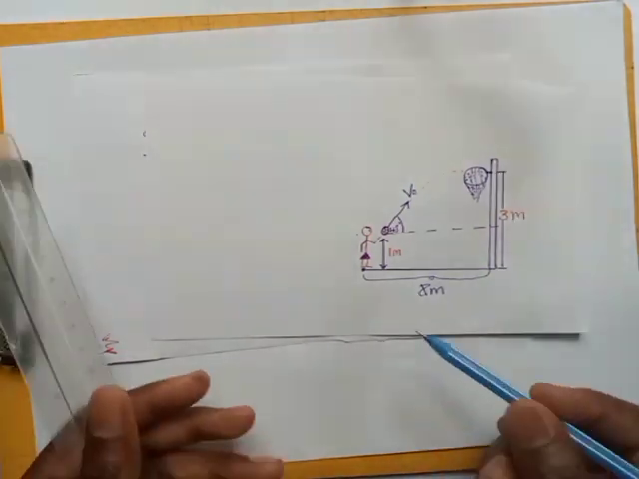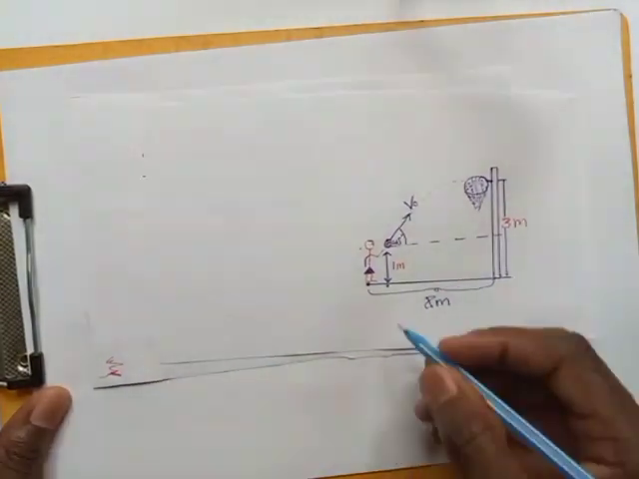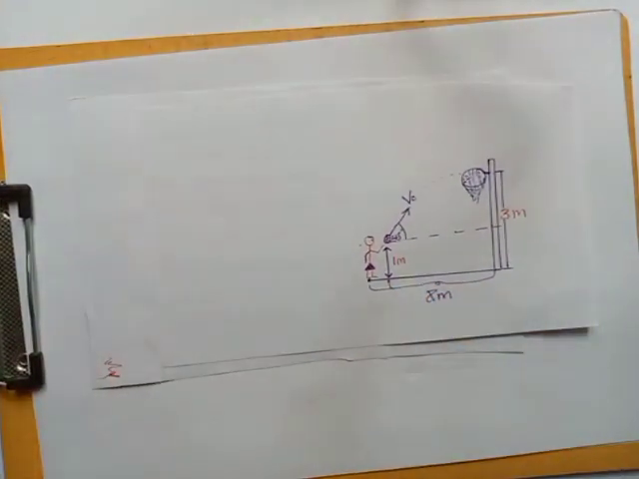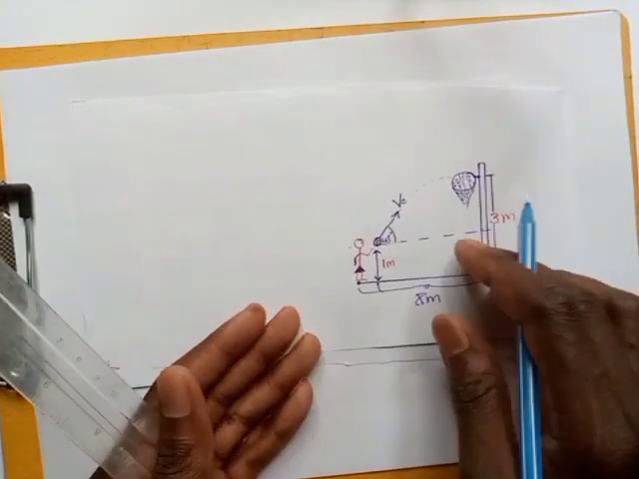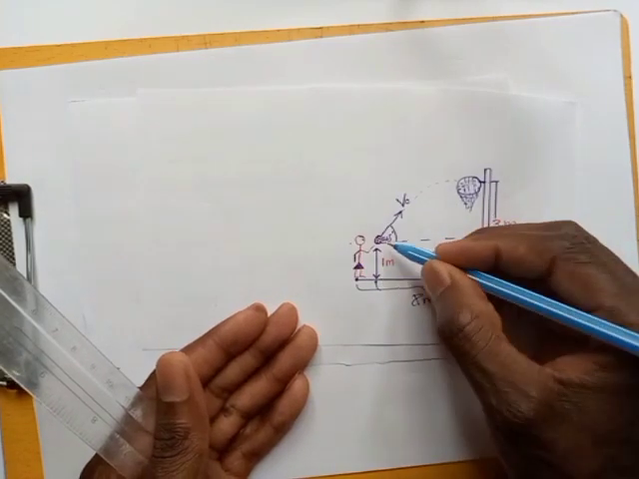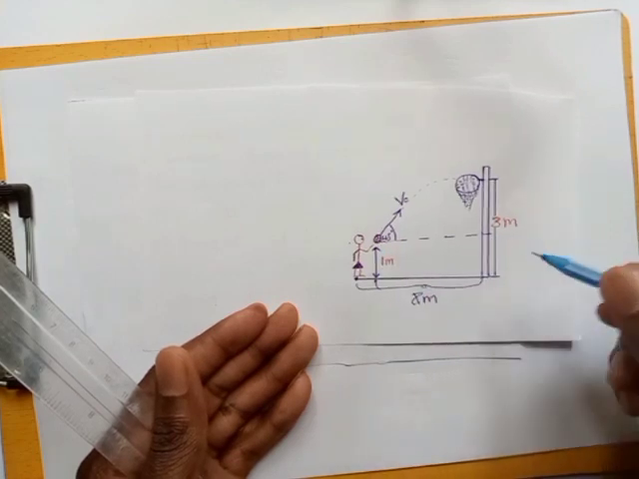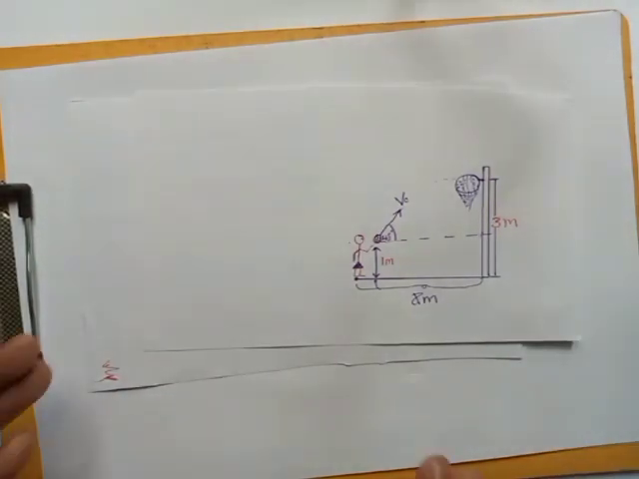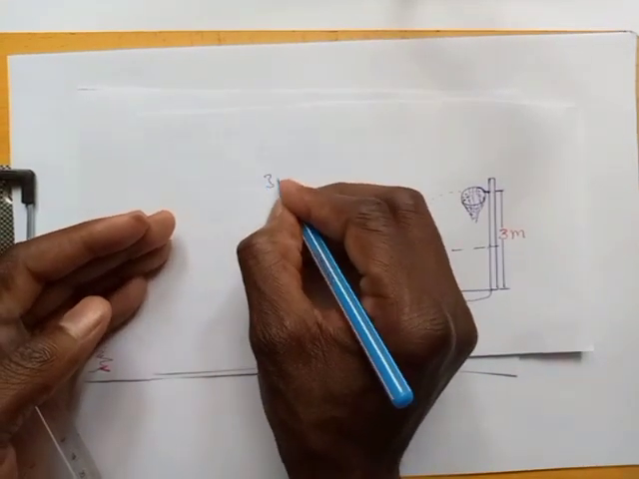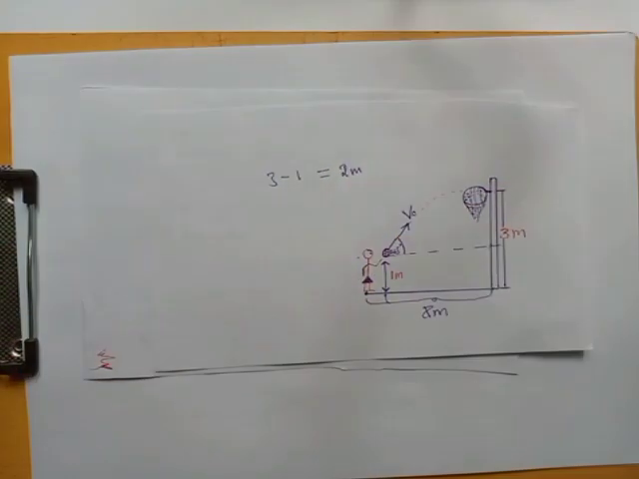So in the x direction, I know that the distance from this given point to somewhere here has to be 8 meters. It has to be 8 meters. So the ball, to move from here up to somewhere there, had covered a distance in x which is 8, and for the distance in y, the best way is to do 3 minus 1, which is going to be equal to 2 meters, meaning that in the y-axis the ball had covered 2 meters.